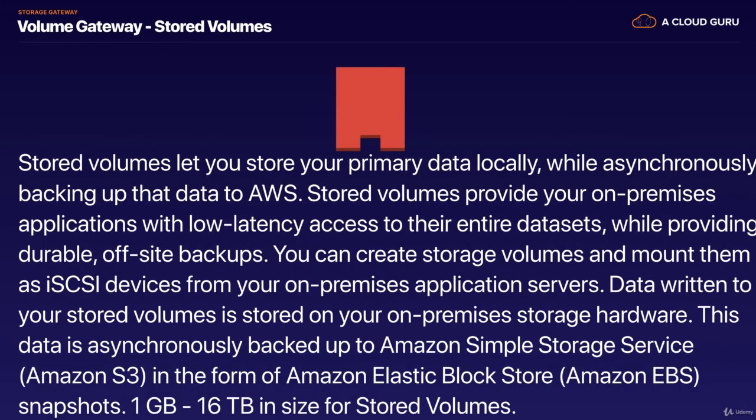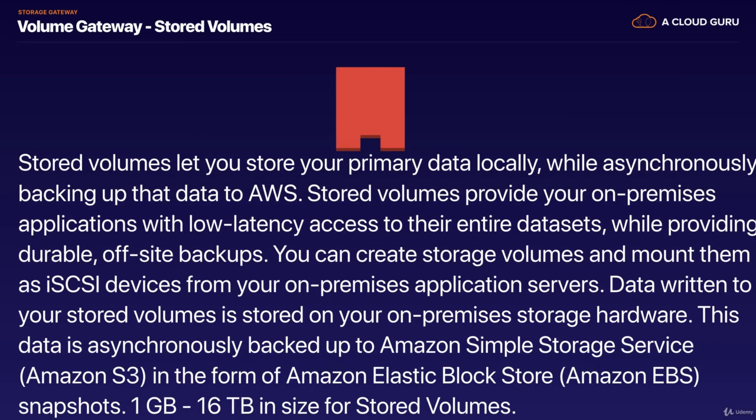But just think of Volume Gateway as a way of storing virtual hard disk drives in the cloud. And it comes in 2 different flavors. We've got stored volumes, and this allows you to store your primary data locally. So you always have a complete copy of your data locally in your data center, and it's backing that data up to AWS. And stored volumes provide your on-premise applications with low latency access to their entire data set. So with stored volumes, it's really important to remember that it's the entire data set. And it's going to provide durable off-site backups.